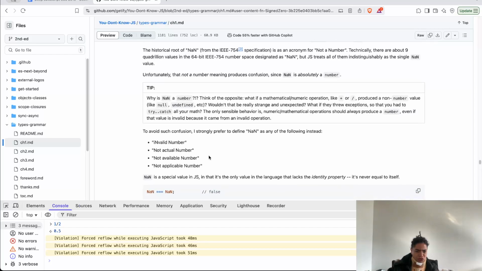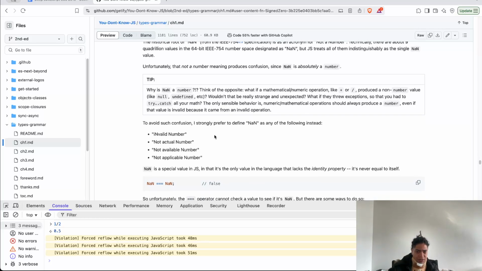So to avoid such confusion, I strongly prefer to define it not as not a number, but as not a valid representation of a number, not an actual number, not an available number, not an applicable number. What I prefer to use is: non-valid representation of a number.